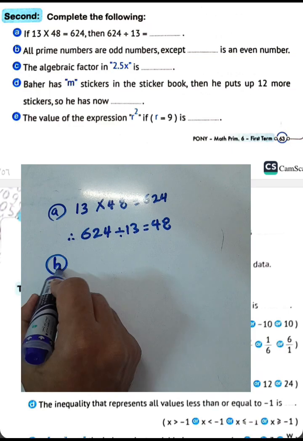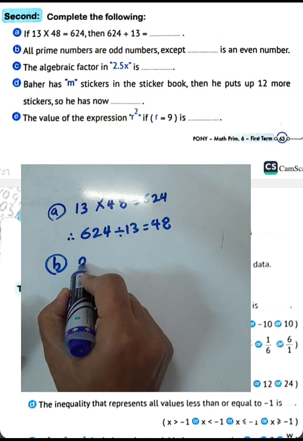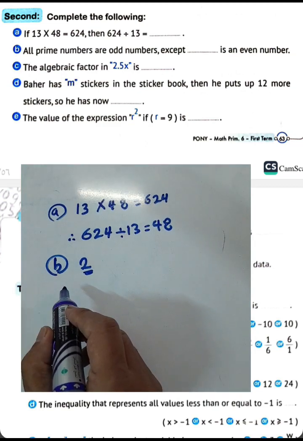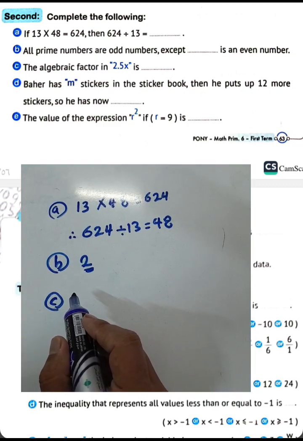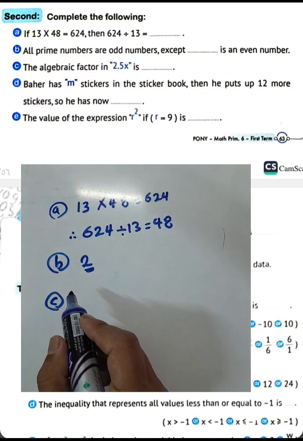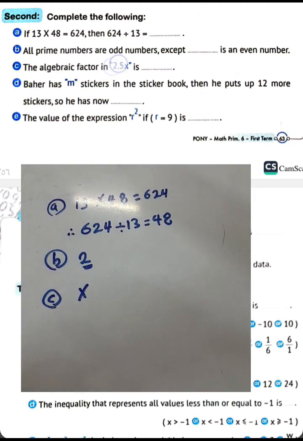Letter B. All prime numbers are odd numbers except 2. 2 is an even number. Letter C. The algebraic factor in 2.5x will be x. x, we call it the algebraic factor. And the numerical factor here will be 2.5. Okay. Question letter D.